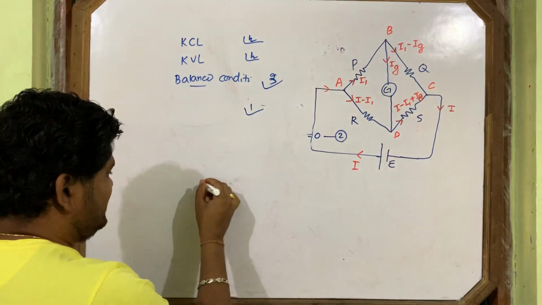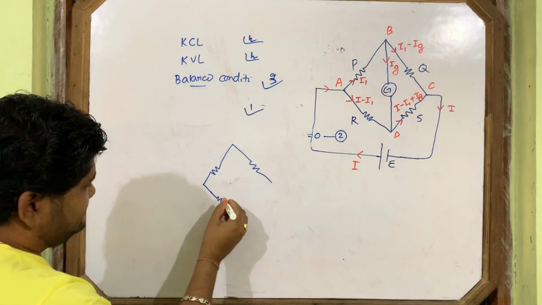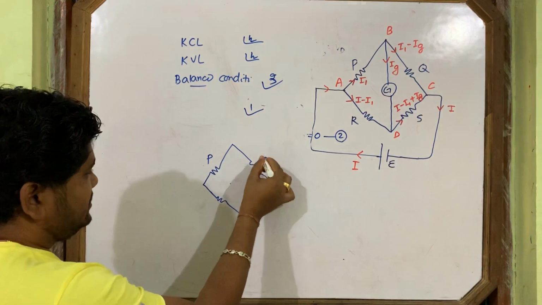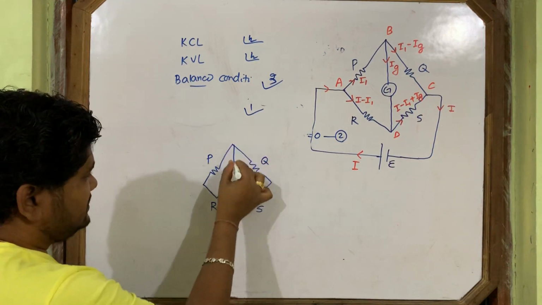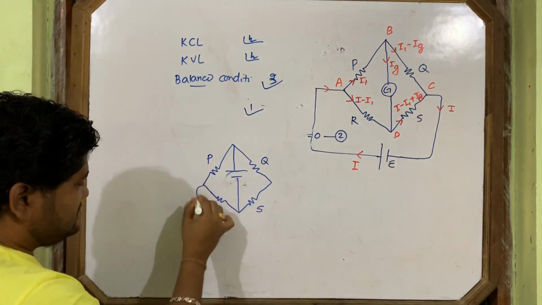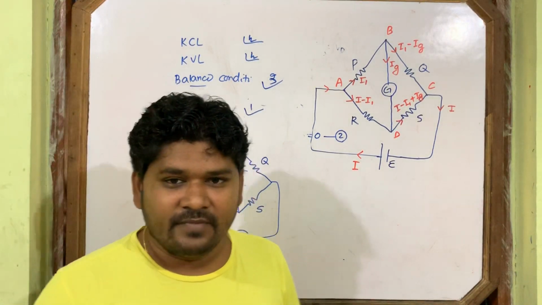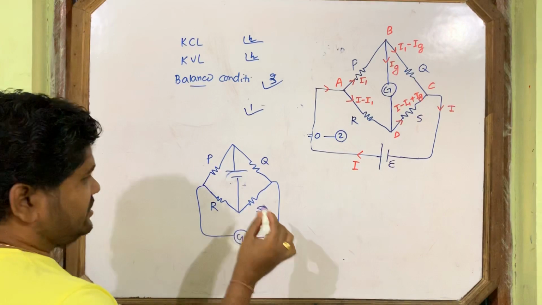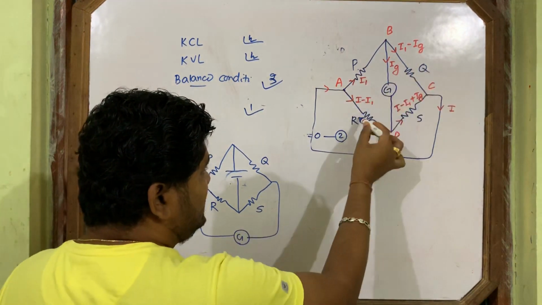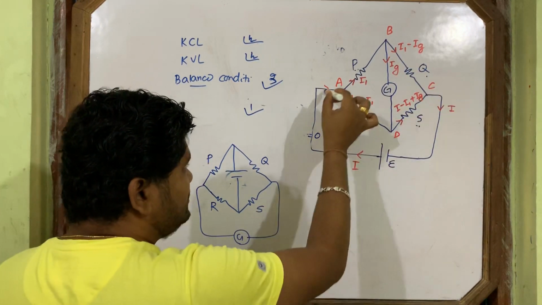You see, if you can understand, I am drawing the figure again. This is P, Q, R, S. So this is now the cell, and this is now the galvanometer. Okay, so what happens to the balance condition here? Initially, from the cell you are dividing P, Q, R, S on both sides of the galvanometer.